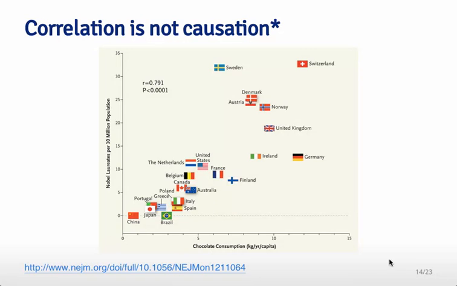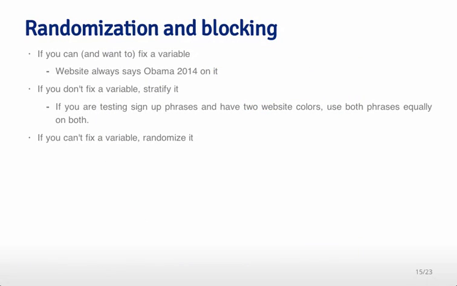This is sometimes called spurious correlation, and it's also why you often hear the phrase correlation is not causation. Even if you observe that two variables are correlated with each other, you have to prove to yourself that they're not correlated because of some other variables we didn't measure. So there are some ways that you can deal with potential confounders.